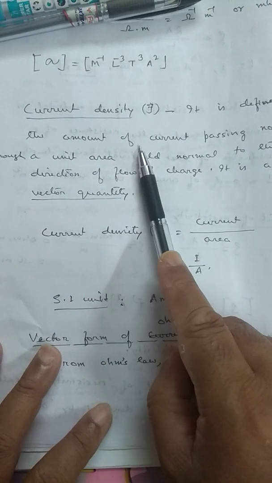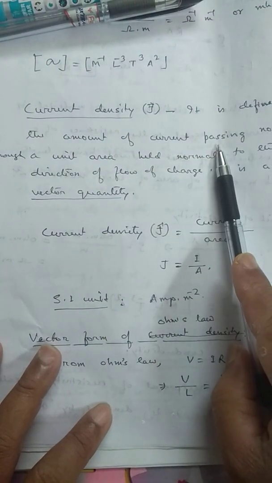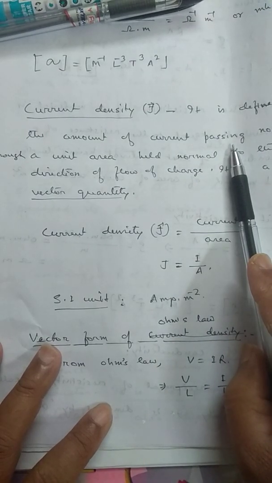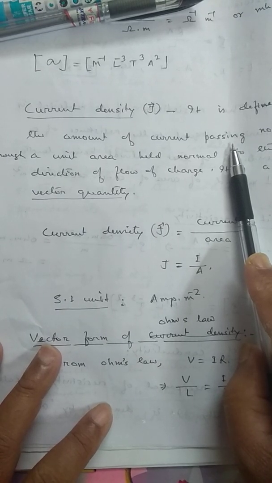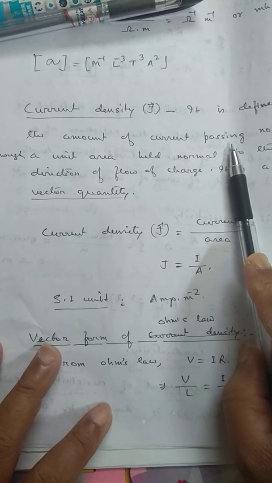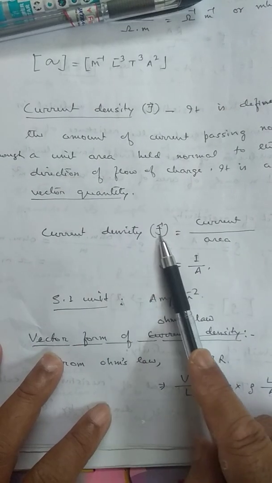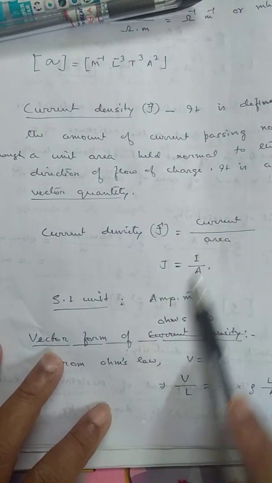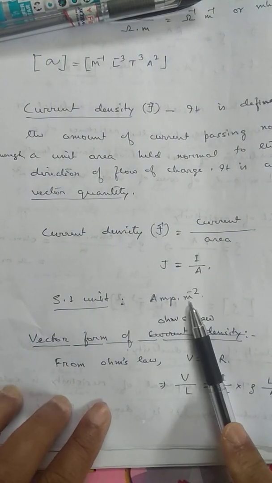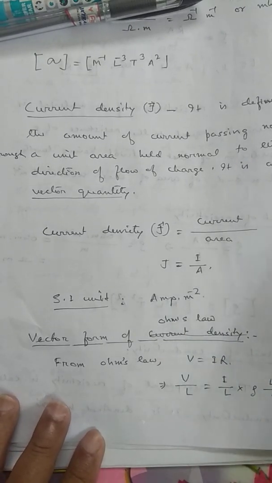Therefore, what is current density? It is the current that passes normally through unit area. So, current density is a vector quantity and its direction is along the outward normal to the area, provided the area has unit value. So, current density J is current by area, so its SI unit is ampere per meter square.